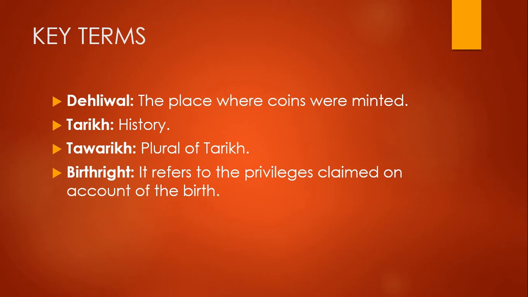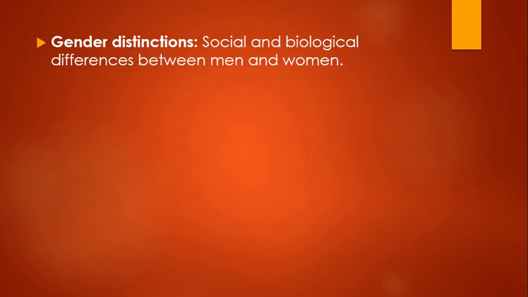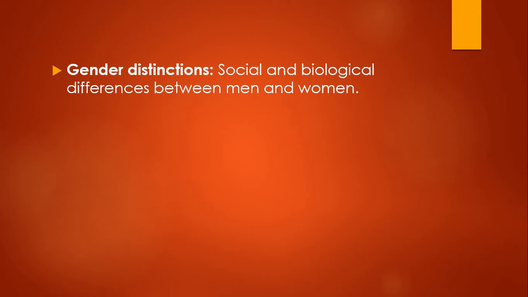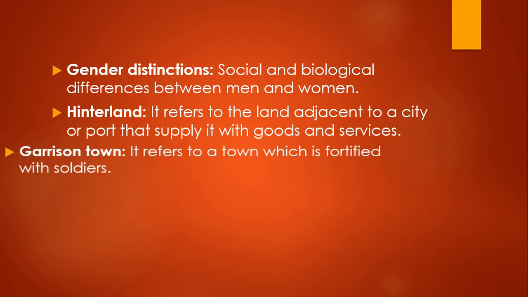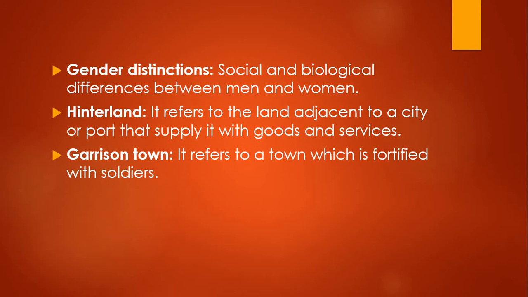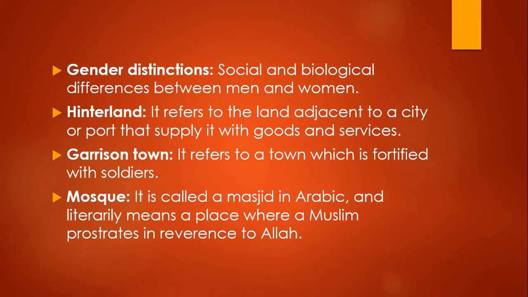Birthright. It refers to the privileges claimed on account of the birth. Gender distinctions. Social and biological differences between men and women. Hinterland. It refers to the land adjacent to a city or port that supply it with goods and services. Garrison town. It refers to a town which is fortified with soldiers.